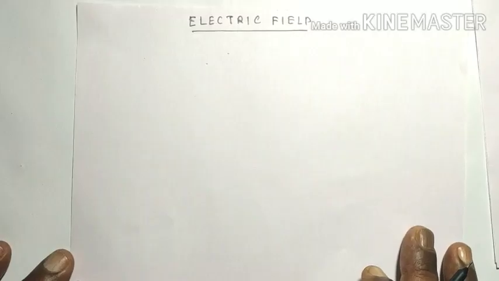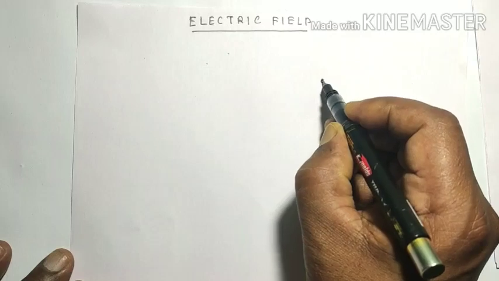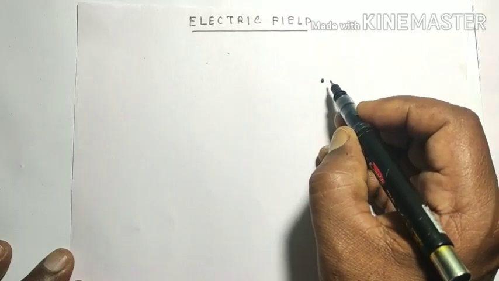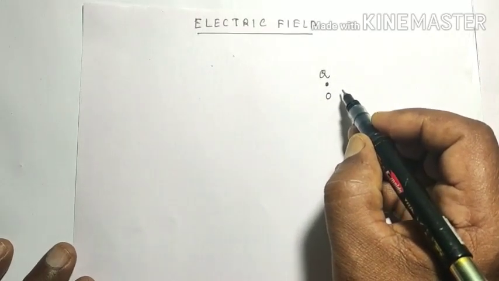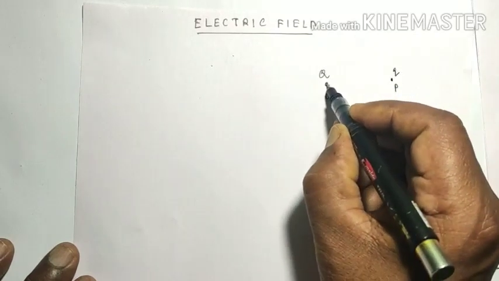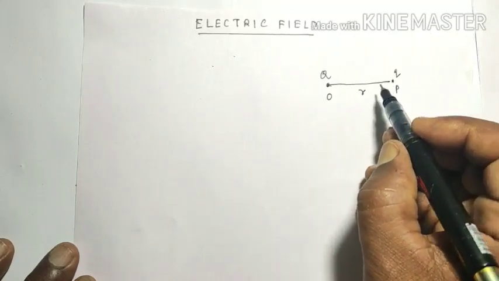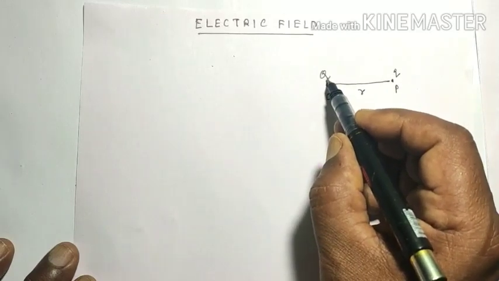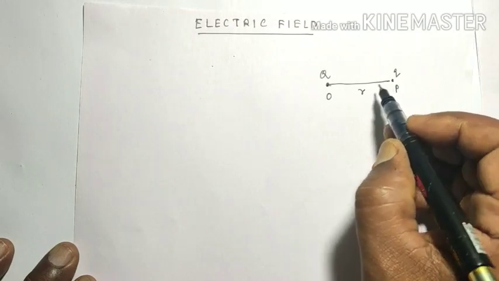Hello guys, in this lecture we discuss the concept of electric field. Let us consider a point charge Q placed at a point O. If we place another point charge q at a point P distant r from the charge capital Q, then charge capital Q exerts some force on charge small q as per Coulomb's law.